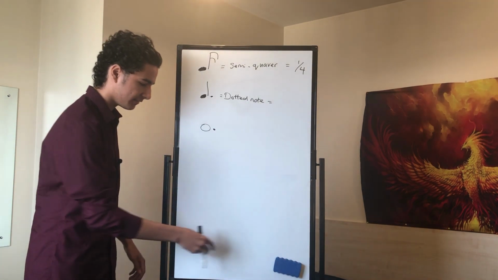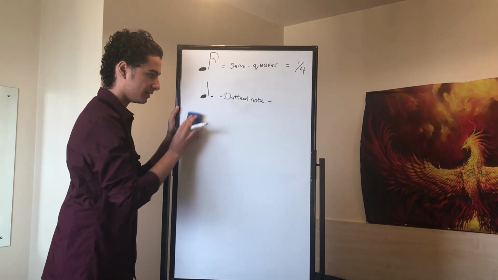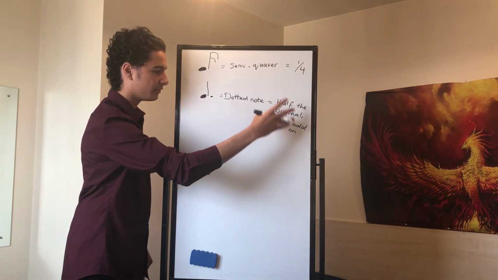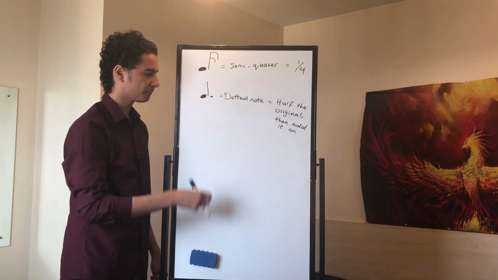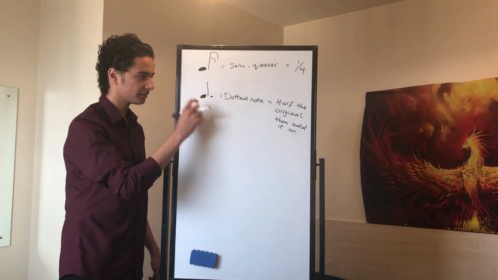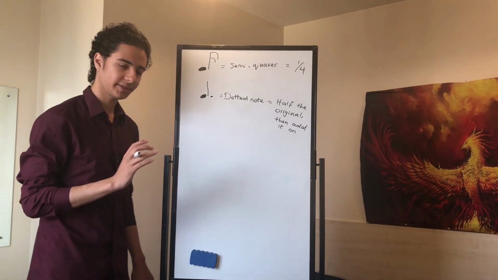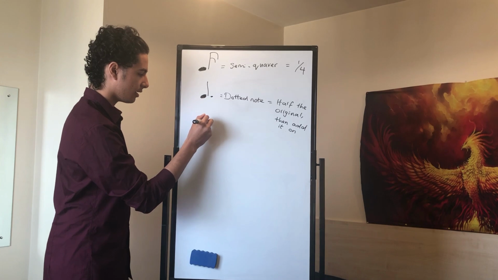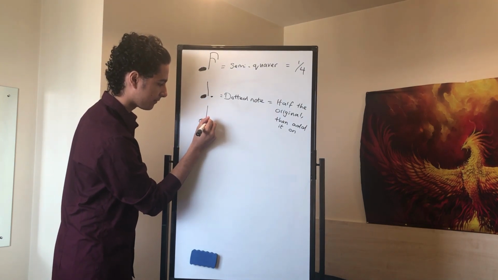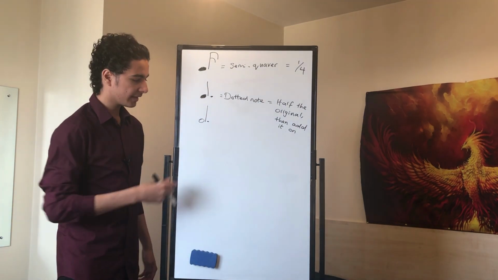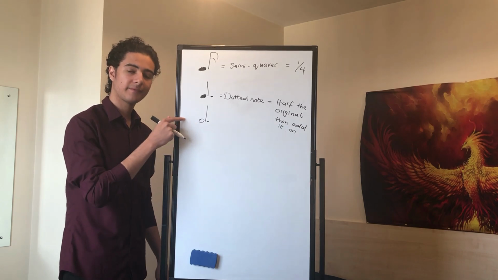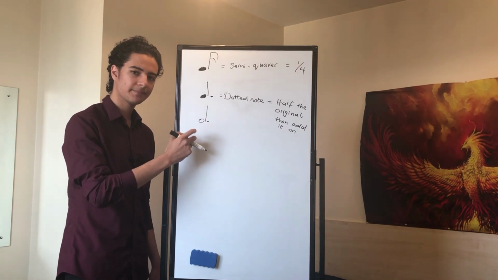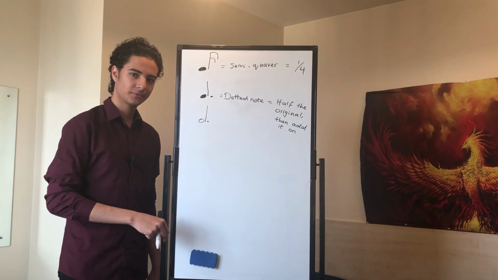So I'm going to add that definition here. So a dotted note, write down here that for a dotted note, you half the original and then you add it on. Now I have drawn in a dotted crotchet because that's the most common form of a dotted note that you will see. You might also actually find a dotted minim. So I want you to think about this and say to yourself how many beats this would be worth. If you see a dotted minim, how long are you holding that note for?